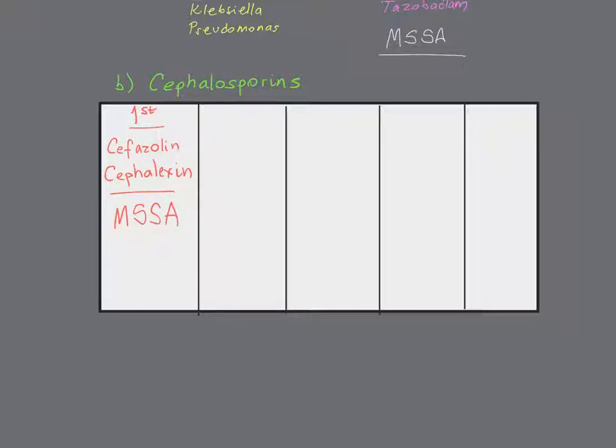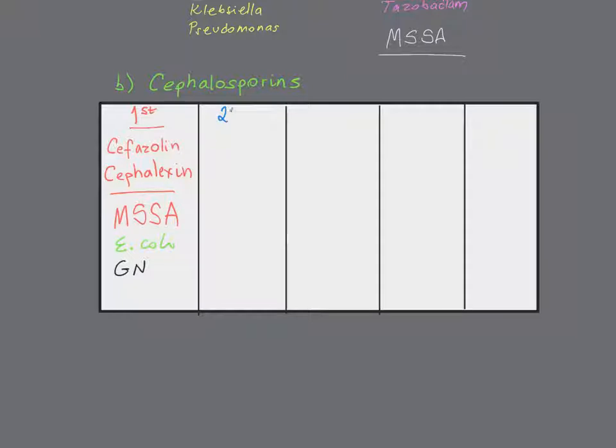These are very effective antibiotics against MSSA. Some E. coli can be susceptible to these antibiotics, and some other gram-negatives. But as you're going to see, as you increase the generation, the gram-negative spectrum improves.